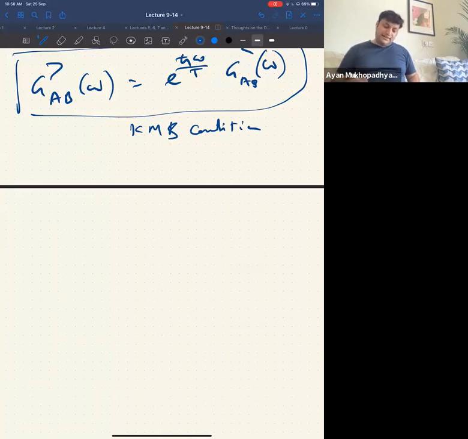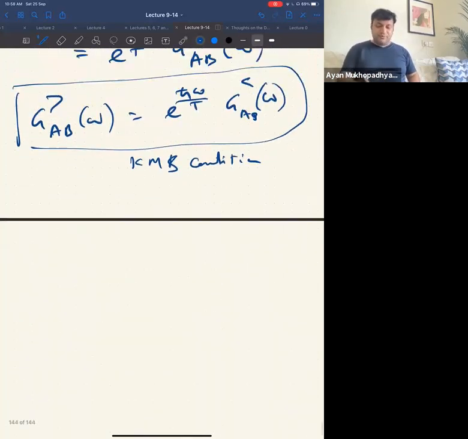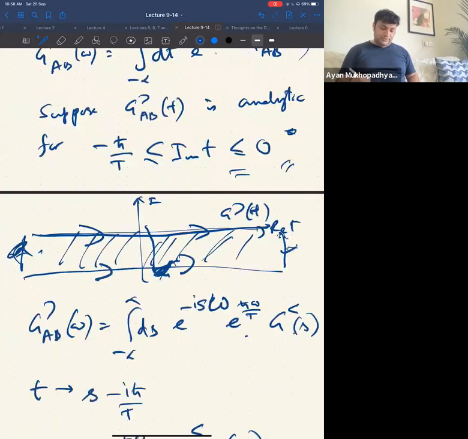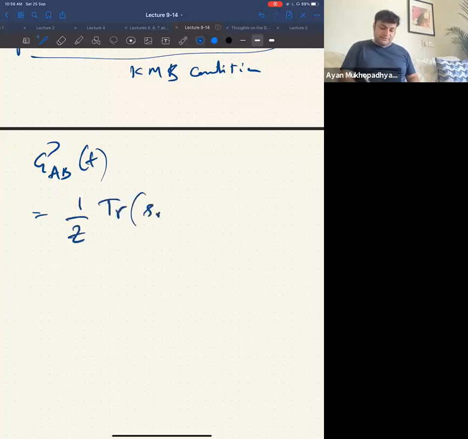So let's try to see it here. For example, the KMS condition assumed that this statement is true, and we have to prove that this is indeed true. So let us show that statement. For that, let's again write G_AB(t) in this way. By definition, this is 1 over Z trace of rho_beta, e to the power minus H t, A of t, B of 0.